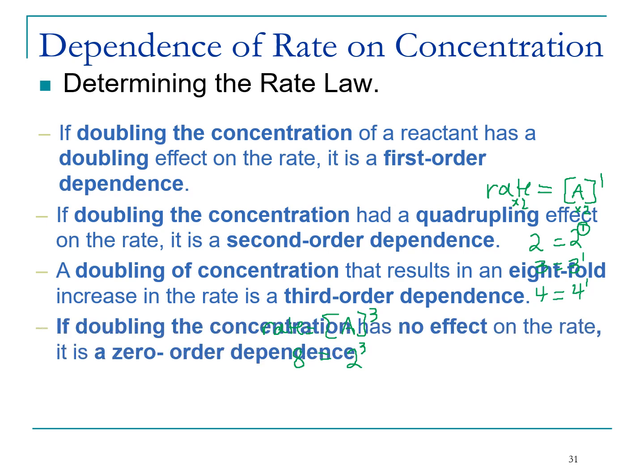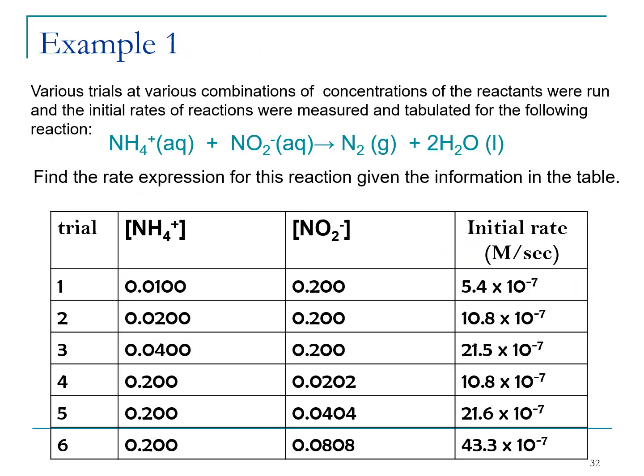And then finally, I mentioned this already, if you double the concentration and the rate has no effect, that's 0 order. So let's look at that. Let's say you doubled the concentration of A. 2 raised to the 0 is 1. That means the rate doesn't change. So keep those things in mind as we go through the next example.